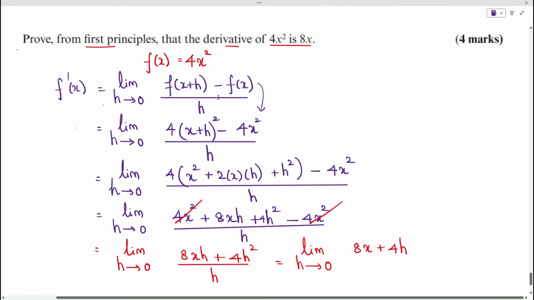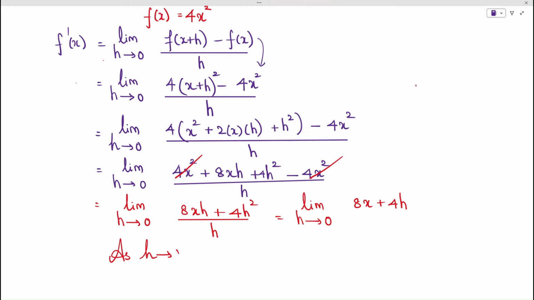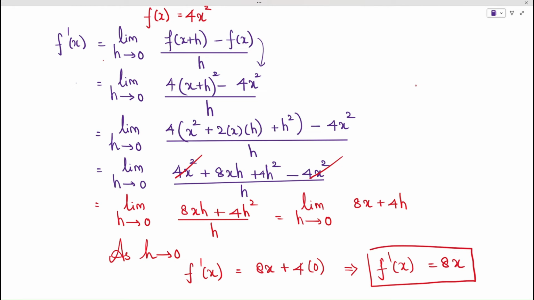Now, for structure and clarity, we will write as h tends to 0, and then we can write f prime of x is equal to 8x plus 4h, and we can substitute 0 in for our h value, and this simplifies down to f prime of x is equal to 8x, because 4 times 0 is 0. And we have proven by first principles that the derivative of 4x squared is 8x.